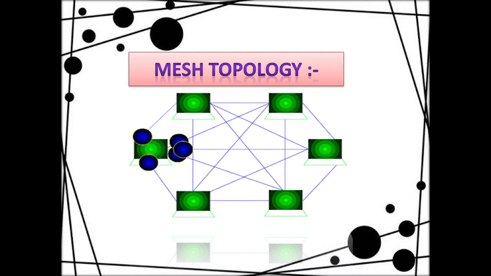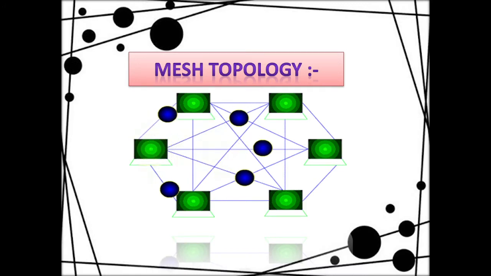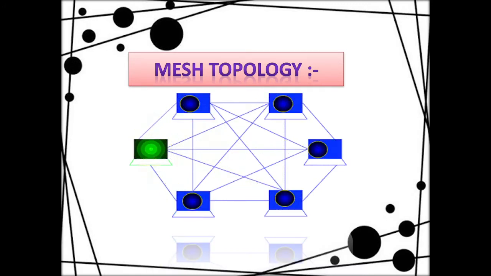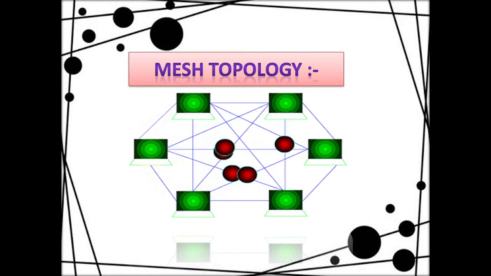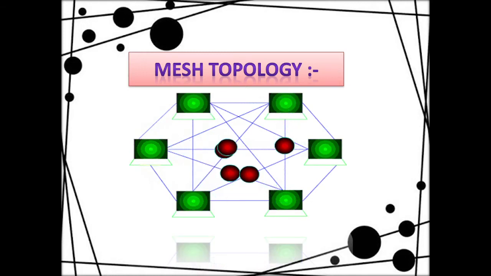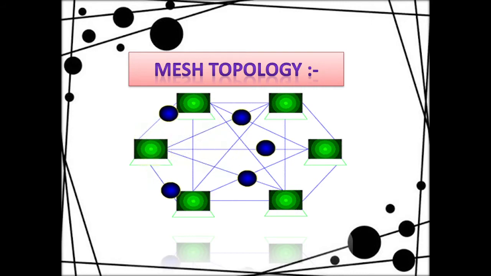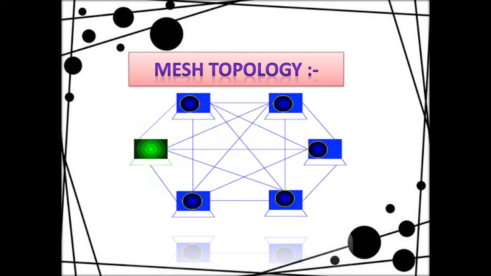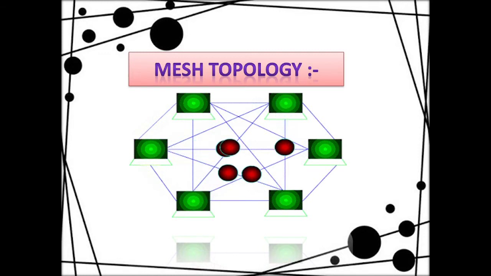Here we can see one example of mesh topology, and there are different advantages and disadvantages of mesh topology. The advantages of mesh topology are that it can handle heavy traffic as there are dedicated paths between any two network nodes. Point-to-point connection between every pair of nodes makes it easy to identify faults.